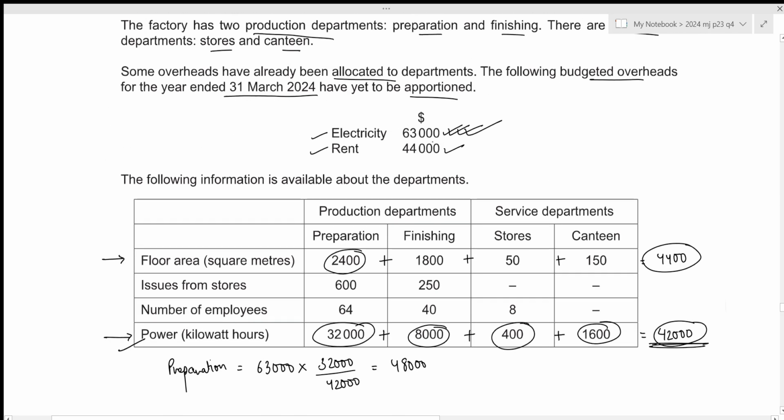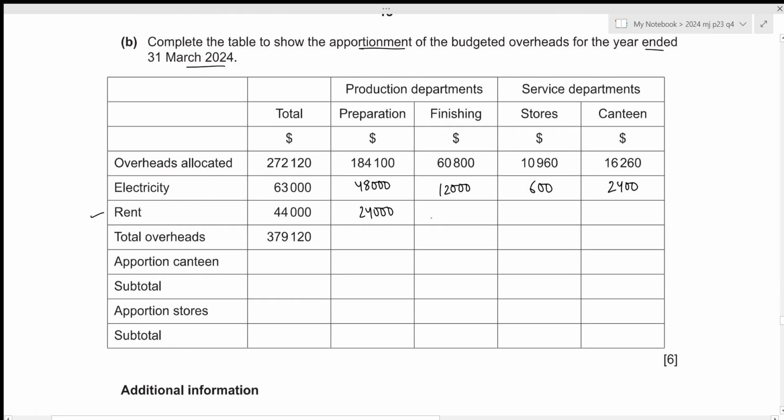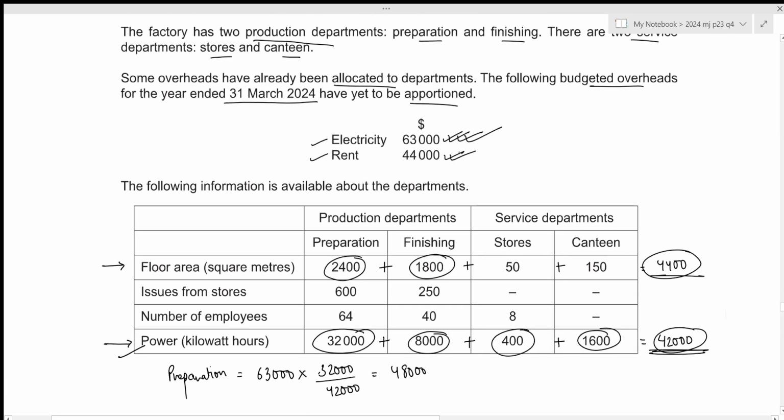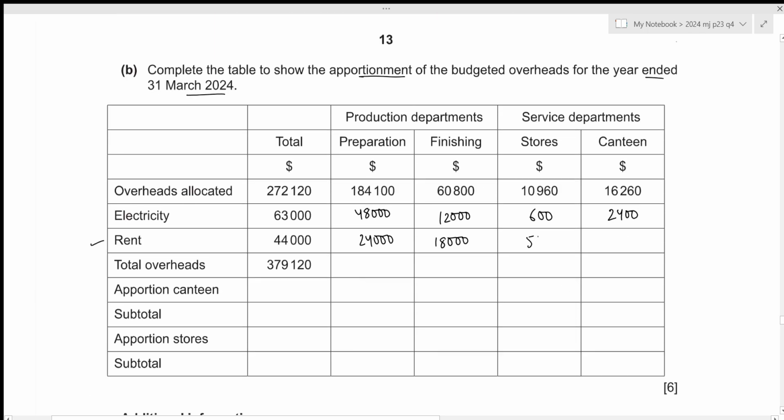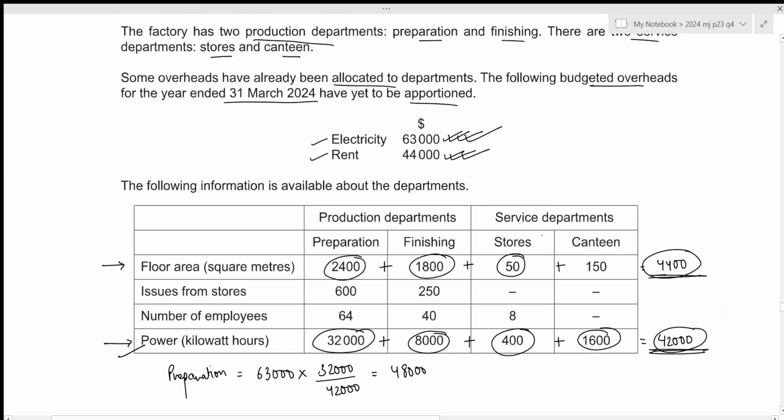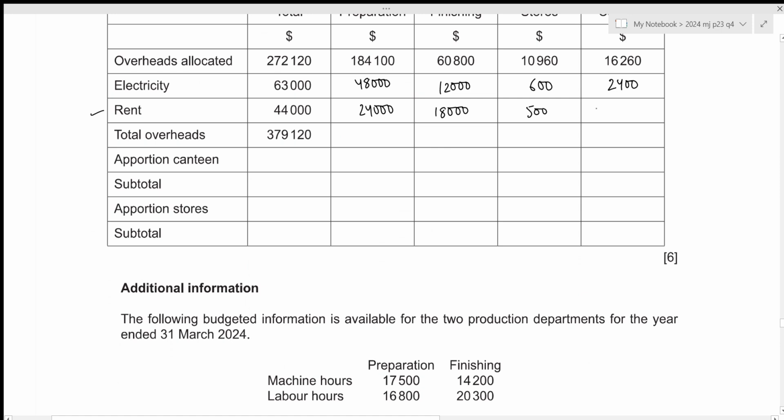For finishing department, that will be 44,000 times 1,800 divided by 4,400, which results in the value of 18,000. Then for stores, that will be 44,000 times 50 divided by 4,400, which results in 500. And for canteen, that will be 44,000 times 150 divided by 4,400, which results in the value of 1,500.